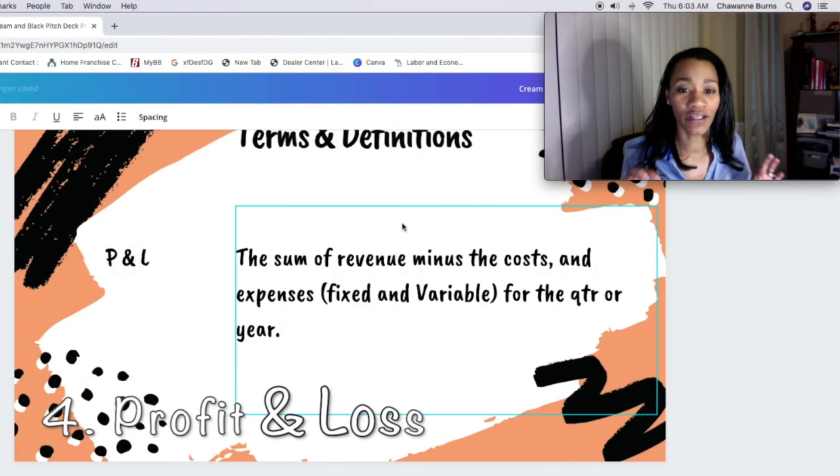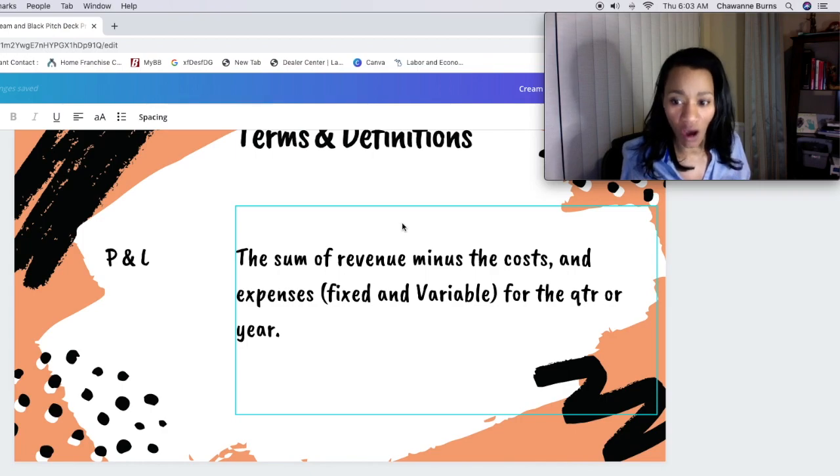So your profit and loss. This is the sum of the revenue minus the costs and minus the expenses for the quarter or the year. You can do this on a monthly basis because it will really help you make key financial decisions and put a light bulb in your head like, dang, I didn't know I was spending that much on this. I think we could get this cost lowered. Once you start thinking in those terms, you could really increase your profit margins, okay?